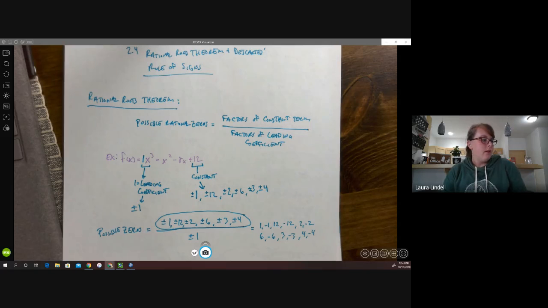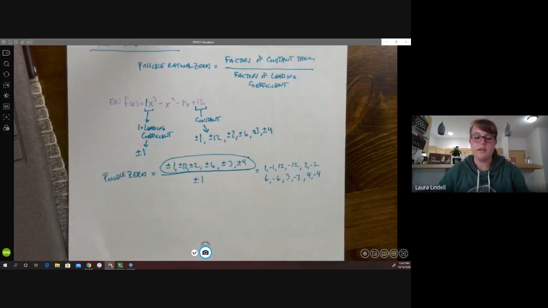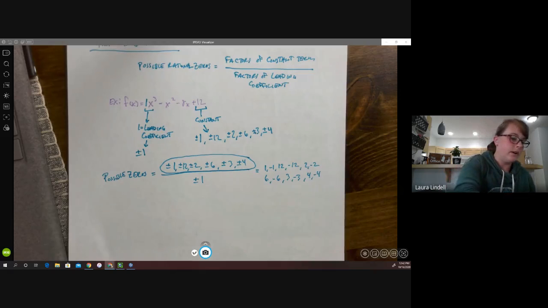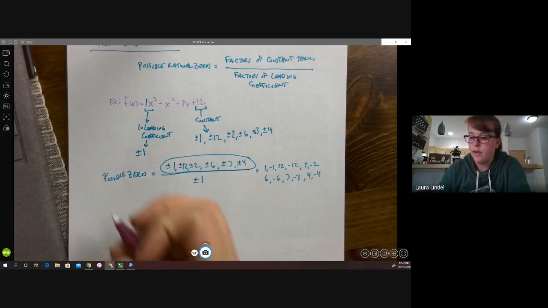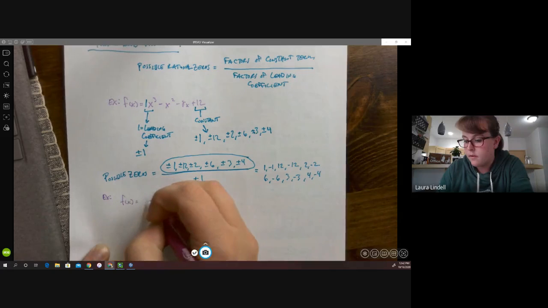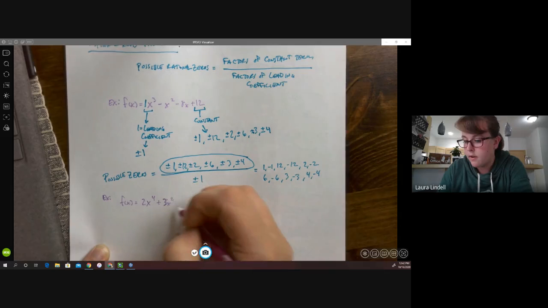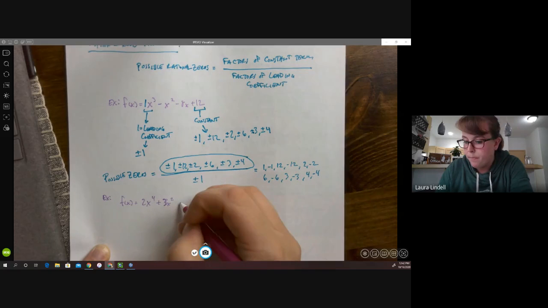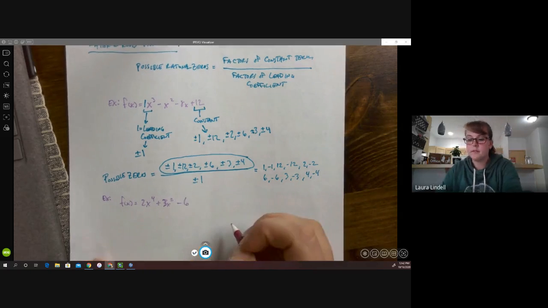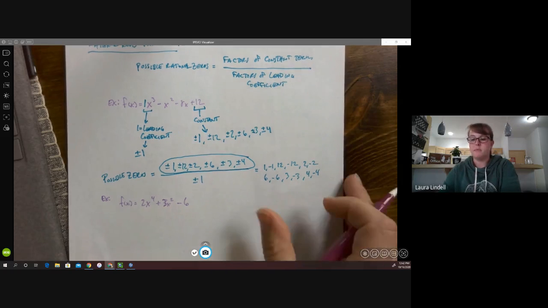Okay. Let's see. Now, what if we had something else, like, what if the leading coefficient wasn't a 1? What if we had 2x to the 4th plus 3x squared minus 6? And we wanted to list the possible rational roots.